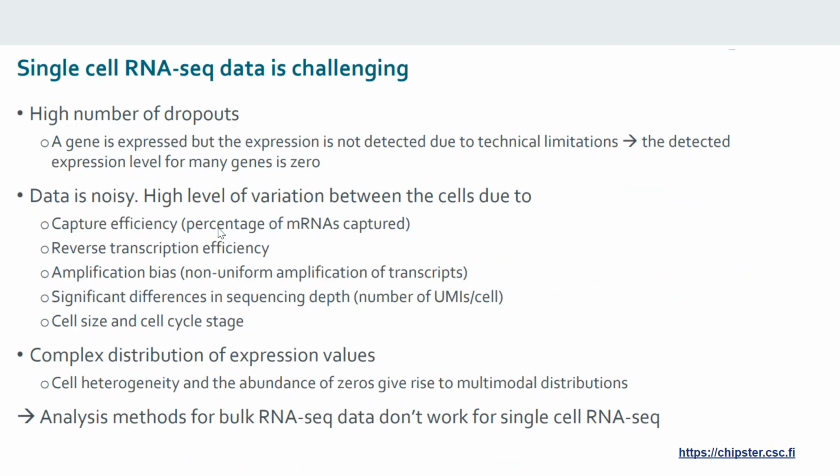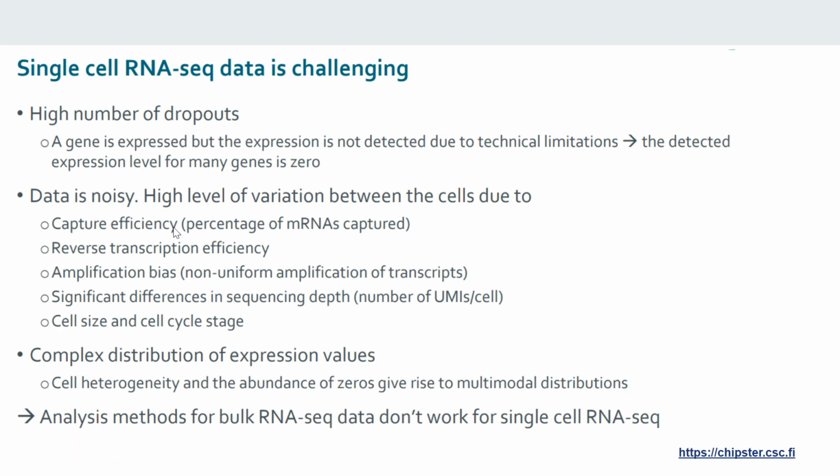So that is one issue: a higher number of dropouts means a gene is expressed but the expression is not detected due to technological limitations. And the second challenge with single cell data is that the data is very noisy. What does it mean? A high level of variation from cell to cell. Since we study each cell separately, the problem is that each cell is very different from each other. So how will you analyze them? You will see a lot of variation from cell to cell.